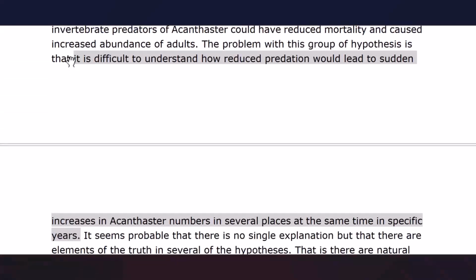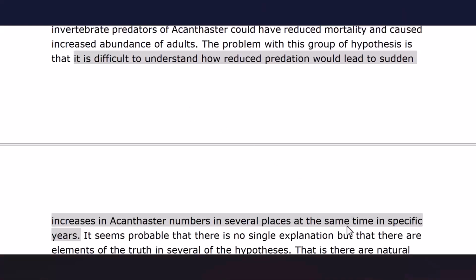Here, the highlighted sentence has been mentioned in this sentence. And in this sentence, we see that the author says the problem with this group of hypotheses is that there is a difficulty in something. So we see that the author does not want to show there is a difficulty between how reduced predation would lead to sudden increases. Actually, he wants to show that there is a problem with this group of hypotheses. This is the aim of the author.